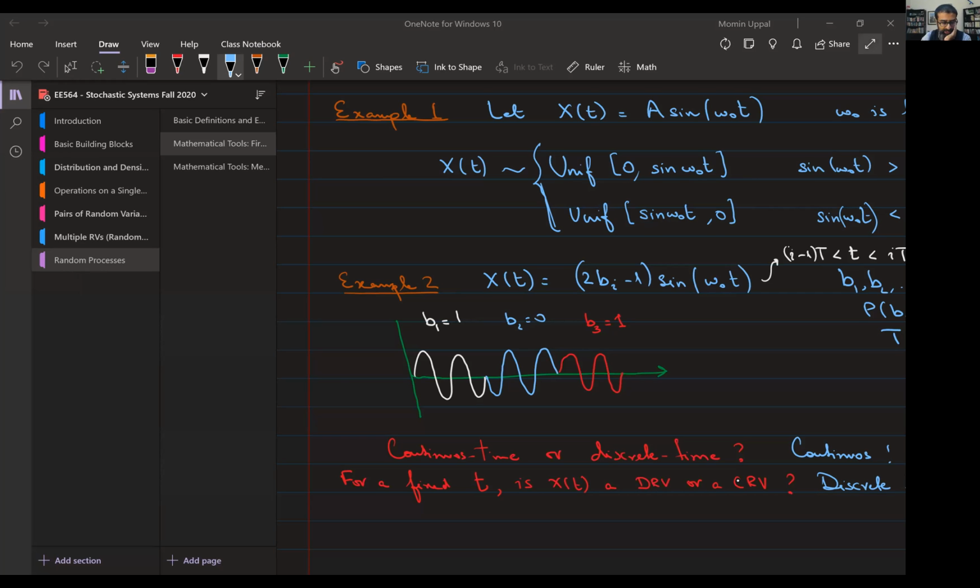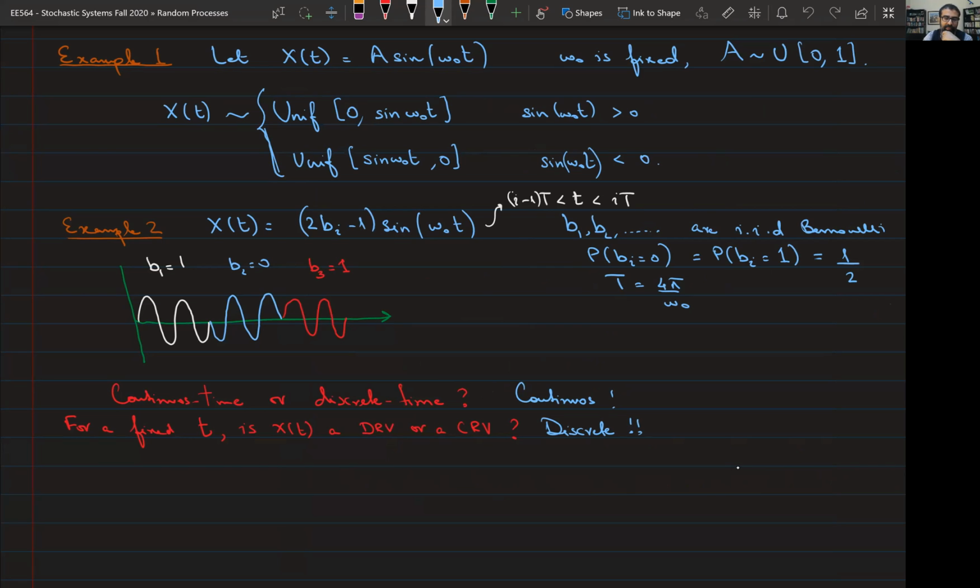Because of which, what can I say about the PDF or PMF? Because it's a discrete random variable, what can I say about the PMF of x of t? The first order PMF for any fixed time t, what would that be? What is the probability that x of t for a time t is equal to some value x? What are the 2 values that x can take? If we neglect the pathological case of 0, there'll be 1/2 at 1 and 1/2 at -1, and that's it.